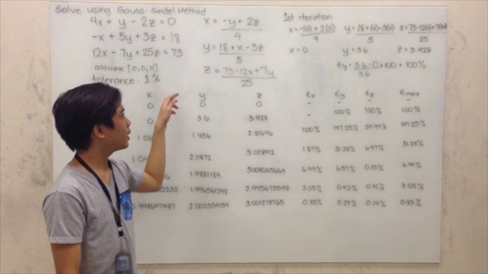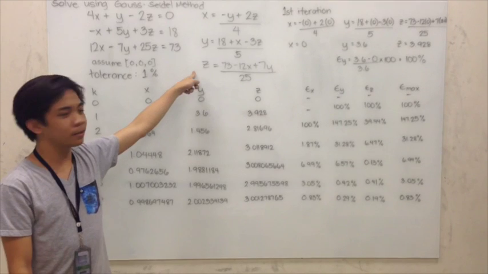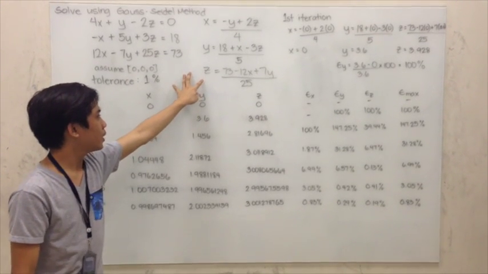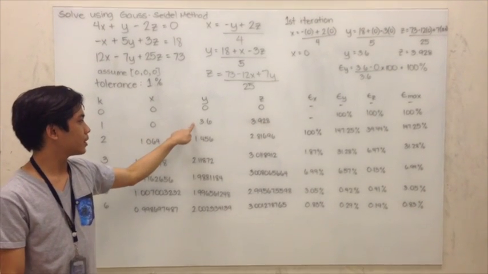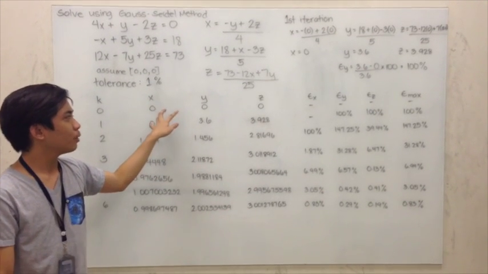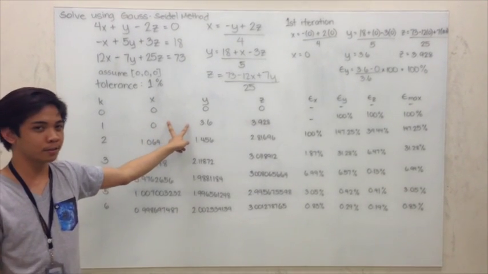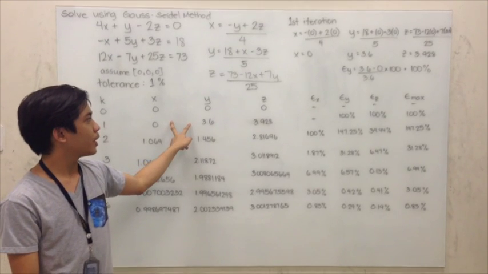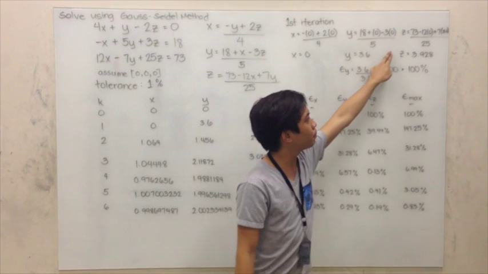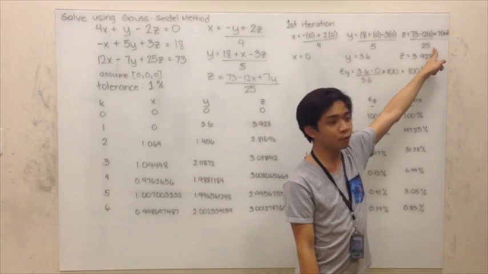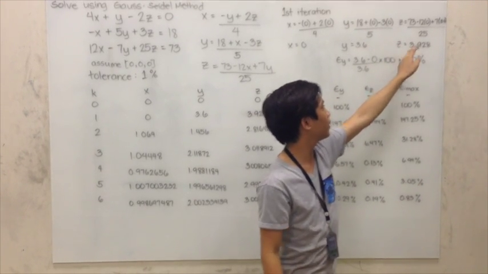And for the next part, we substitute the most current values into our z equation. So now we have our x is still 0, but our y is already 3.6. And as we substitute, we always use the most recent values, the most current values into our equation. So therefore, we have z is equal to (73 minus 12 times 0 plus 7 times 3.6) over 25. Therefore, we have our z is equal to 3.928.